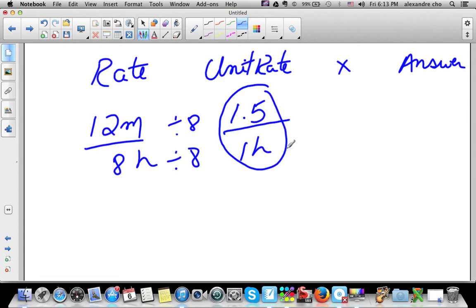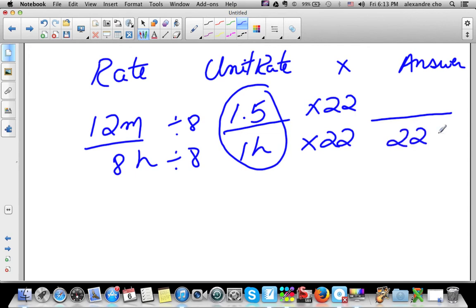Having this right here, your unit rate, you can find out anything you want from now on, whether it's 22 hours, 5 hours, 100 hours, it doesn't matter. Once you have the unit rate, it makes life so much simpler. So if in 1 hour she can walk 1.5 miles, in 22 hours, it's just a simple case of multiplying top and bottom by 22. So 1 times 22 is 22. So in 22 hours, she ends up walking 33 miles. Okay?